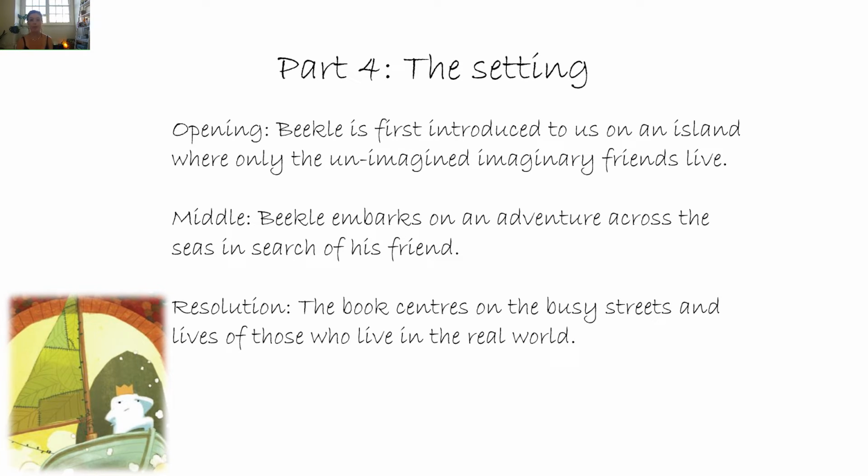Upon arriving at the real world, we see groups of imaginary and real friends playing harmoniously together. On this page, there are nuanced references to characters of Beekle's journey, the imaginary dragon, whale, octopus, which were referred to earlier in the text.